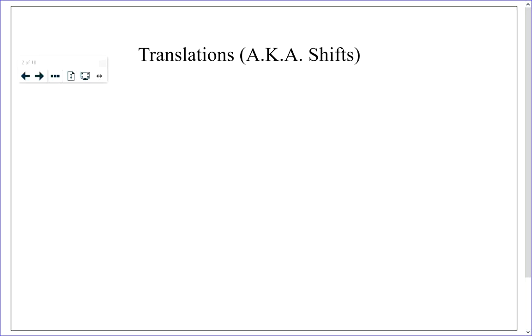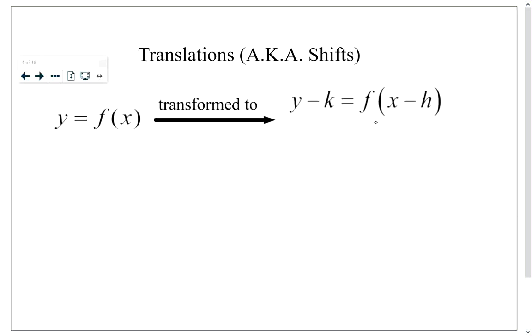It doesn't change orientation. So what we do in order to accomplish that on a graph is we take the equation of the function, which is y equals f of x in the most general sense, and we change it into y minus k equals f of x minus h. We probably would add k to both sides to get y equals f of x minus h plus k.